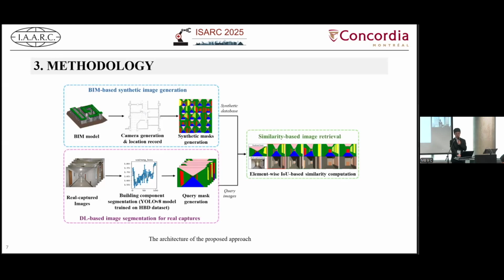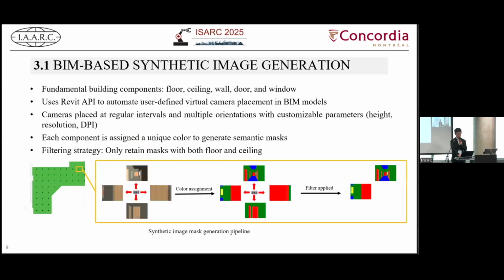The proposed approach consists of 3 key stages, including the BIM-based synthetic image generation, the deep learning based image segmentation for view capture images, and the similarity-based image retrieval. In the first section, I'm going to present how we generate the BIM-based synthetic images.